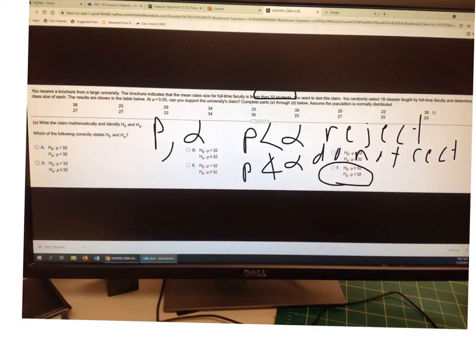You can also use the critical value and the test statistic and compare. Look at those. But the p-value approach is a little bit easier.